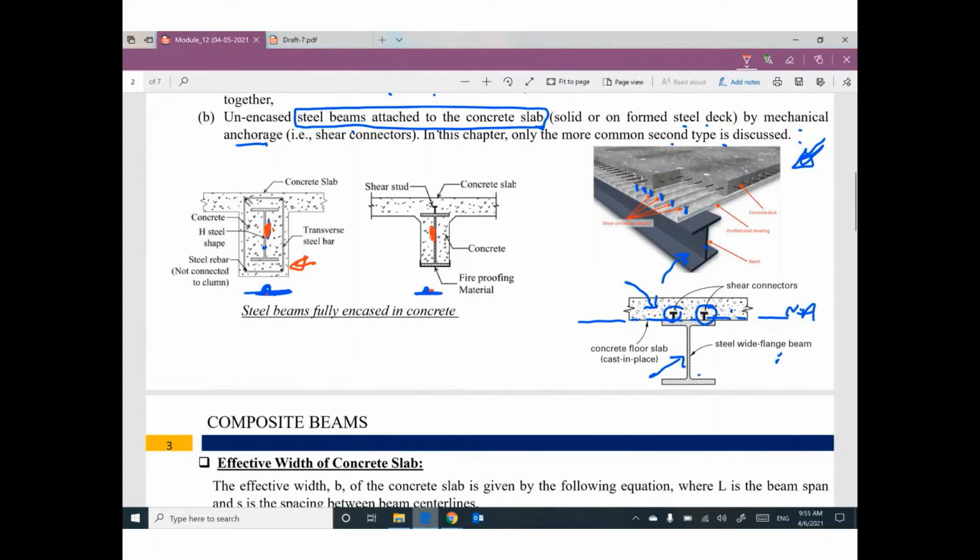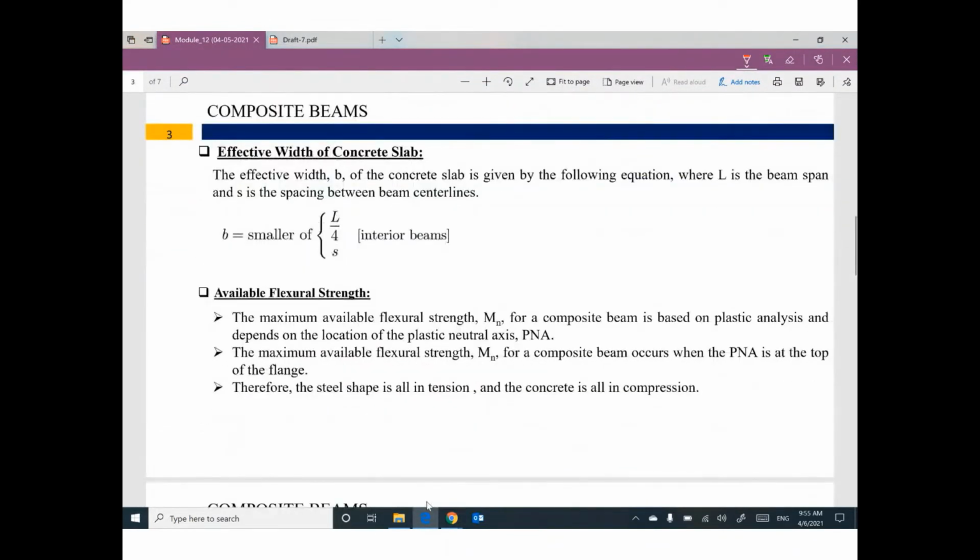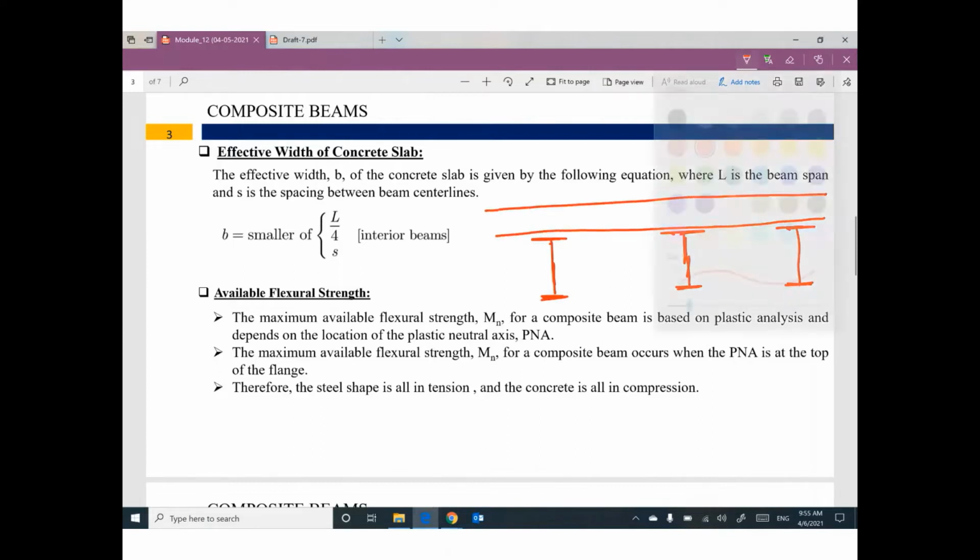Anyway, we covered this part last semester. If you have a steel beam and another steel beam, and another steel beam supporting one concrete slab, this beam has part of the concrete slab working with this beam alone. This width can be called effective width.